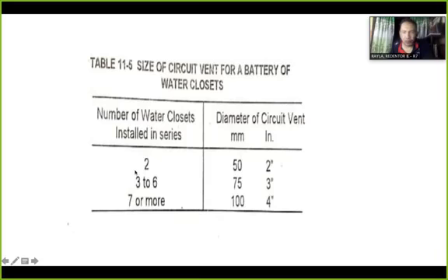So the minimum is 2 inches. In between 3 to 6, it's 3 inches, and 7 or more water closets is 4 inches. So that is for the circuit bend of a battery of water closets. Battery meaning they are all in parallel, no? They are parallel to each other. So that's the circuit bending.